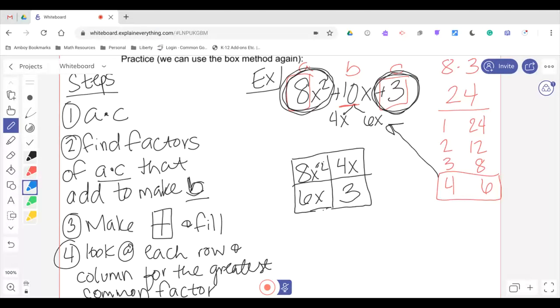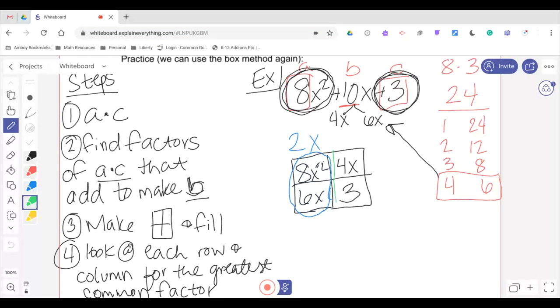Okay. I'm going to start off by looking at this column, 8x squared and 6x. So I'm ignoring 4x and 3 right now. Both 8x squared and 6x have an x in them, so I'm going to write an x above that box. Then I'm asking, what is the biggest number that goes into both 8 and 6? So, there's obviously 1 goes into everything, but 2 is going to be the biggest number that goes into both of them. So I'm going to write a 2 on top as well. So 2x is my biggest factor.